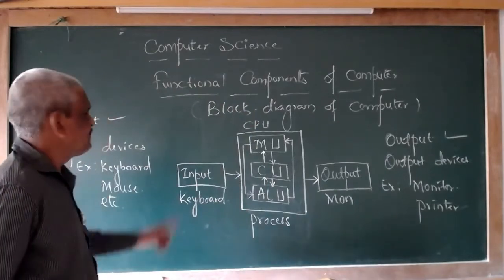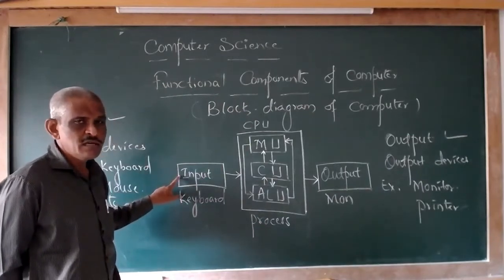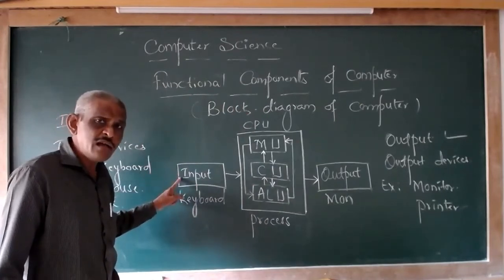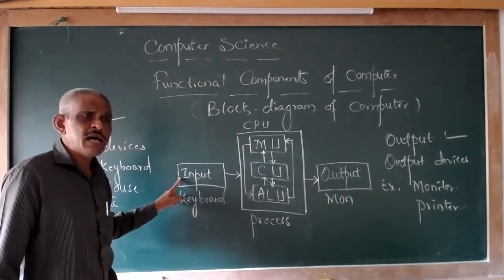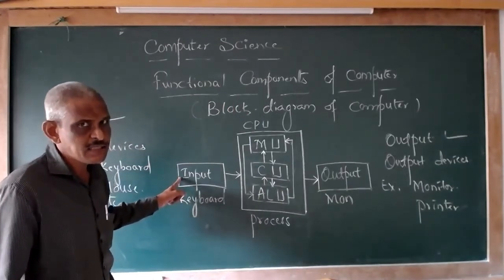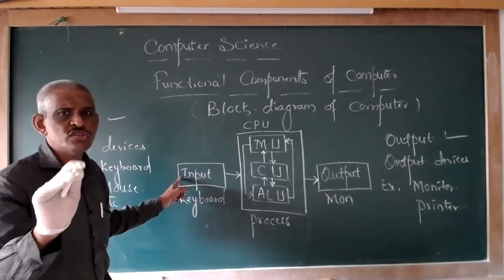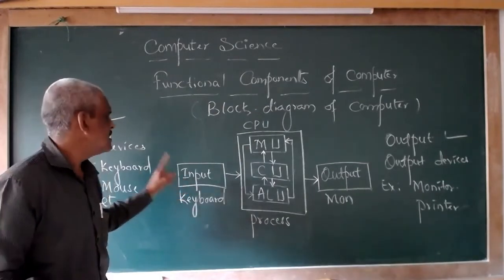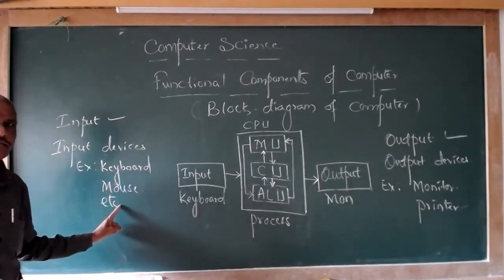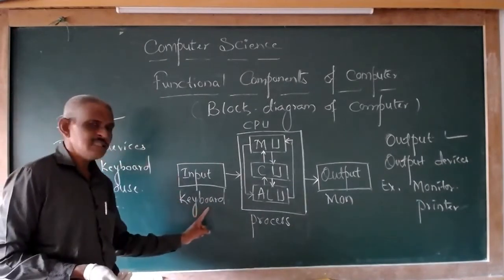We'll revise once. What is an input? The user given data or instructions to the computer is known as input. What are input devices? The devices using which we can feed data or instructions to the computer are called input devices. Example: keyboard, mouse, scanner, digitizer, etc. And the standard input device is keyboard.